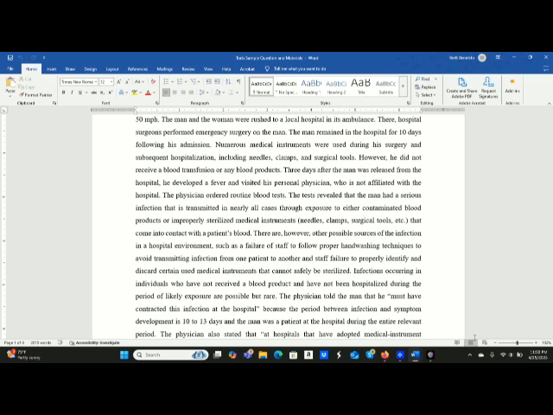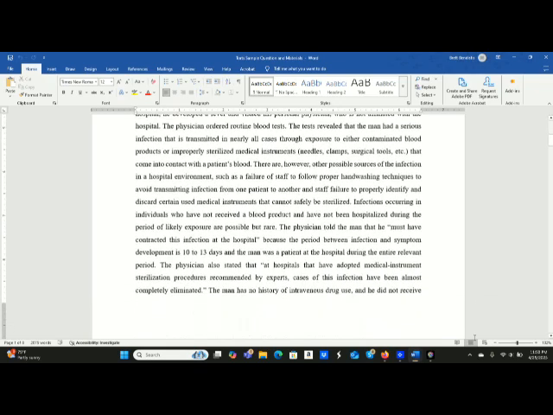In particular, when you scroll down a little bit, you're going to see something. The physician told the man he must have contracted this infection at the hospital because the period between infection and symptom development is 10 to 13 days. And the man was a patient at the hospital during the entire relevant period. That's such a key sentence. When you think about it, it has to be relevant to the eventual idea of res ipsa loquitur, which once again we'll get to in a quick moment. But the idea there is that it's facts like that that you have to take really key notice of, not because they exist, but because of what they mean in the future.